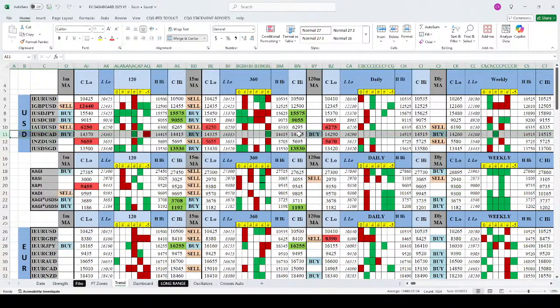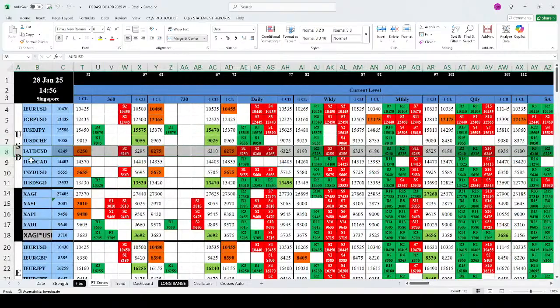14415, or we expect this high to break, then it can go even higher. So this should be a buy or cautious buy. Cautious buy means within a range trade. Buy and hold means we expect the high to break.